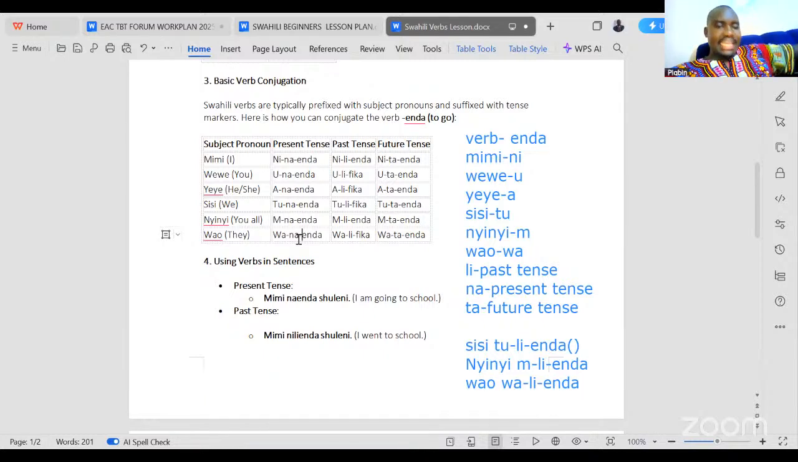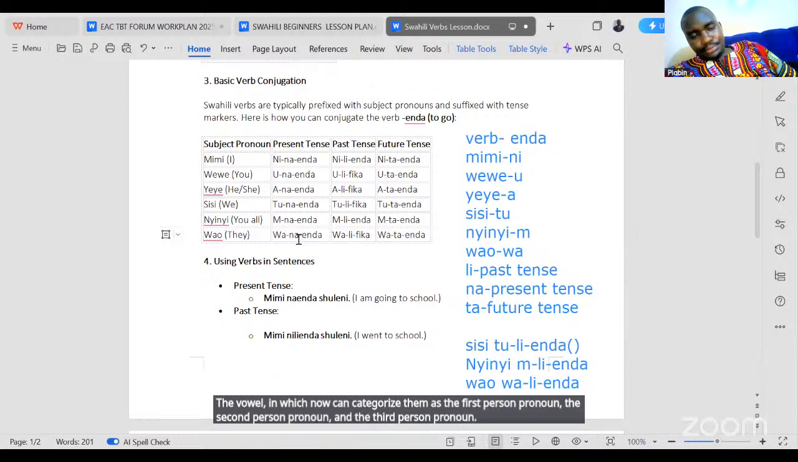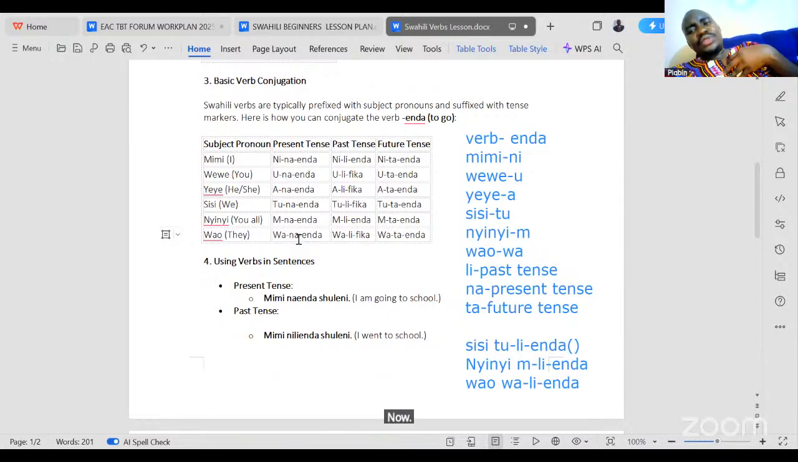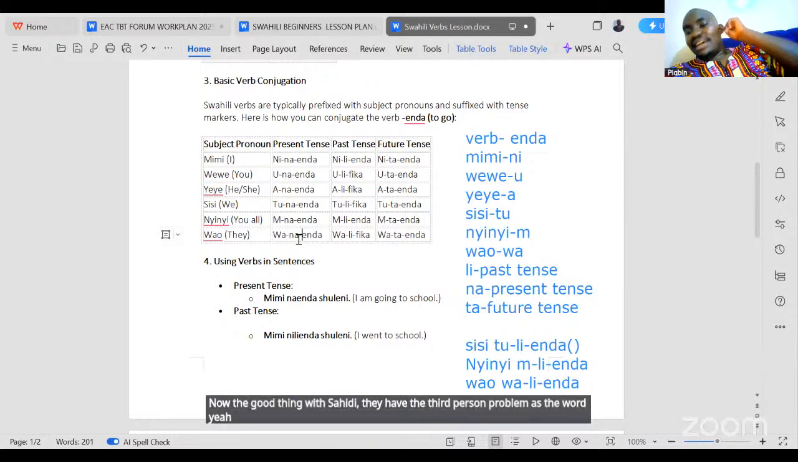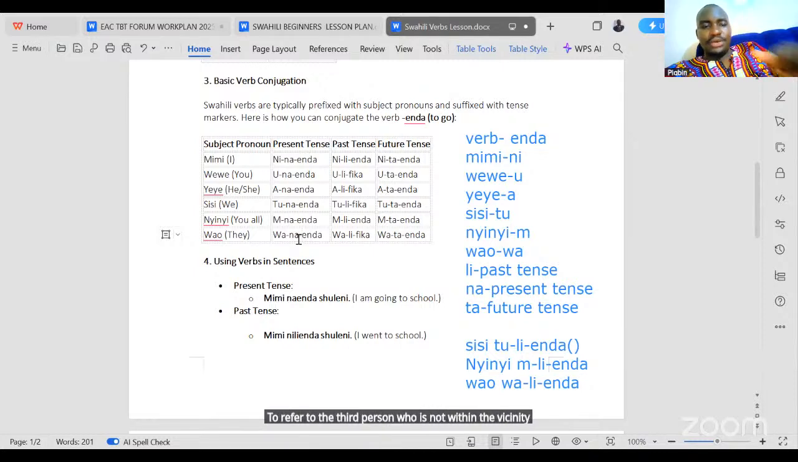So she's the second person, you. That's when it becomes wewe. That's how English categorizes them as the first person pronoun, the second person pronoun, and the third person pronoun. Now the good thing with Swahili, they have the third person pronoun as the word yeye. English doesn't have that one. That's why it says she or he, to refer to the third person who is not within the vicinity of where you are talking.